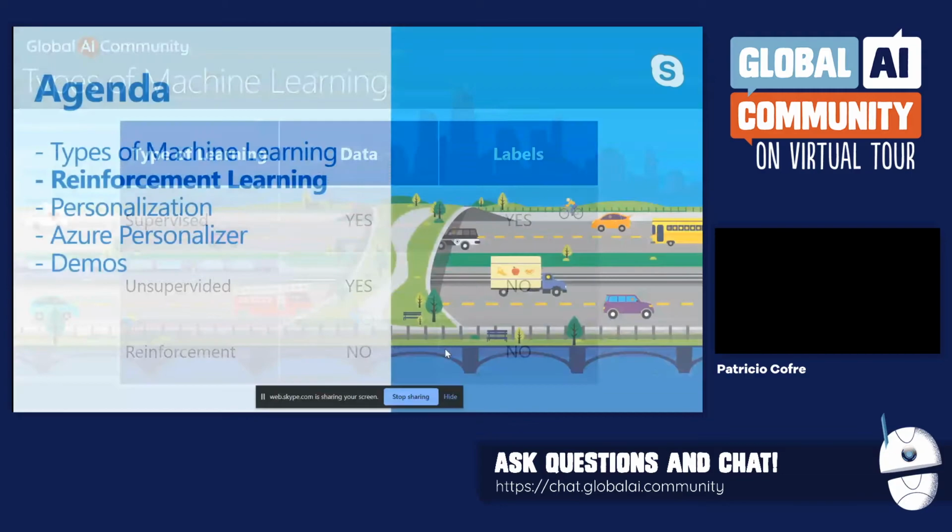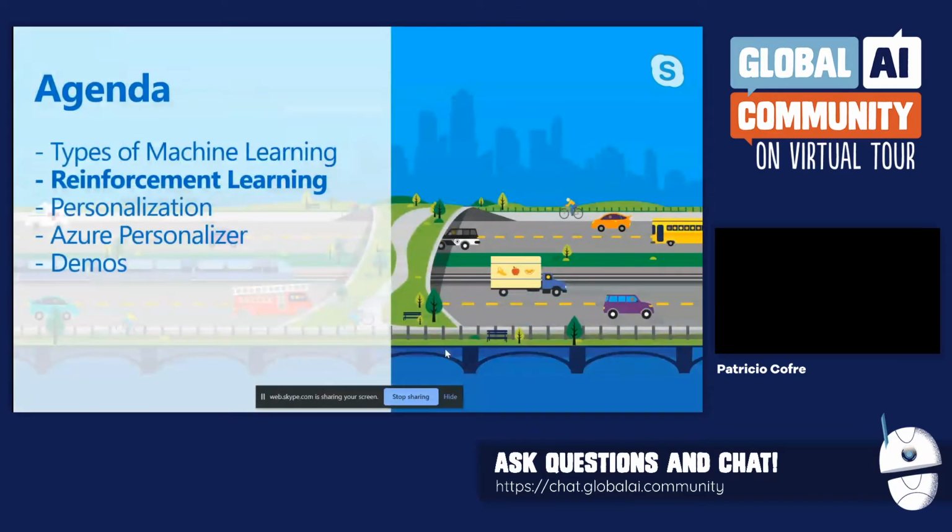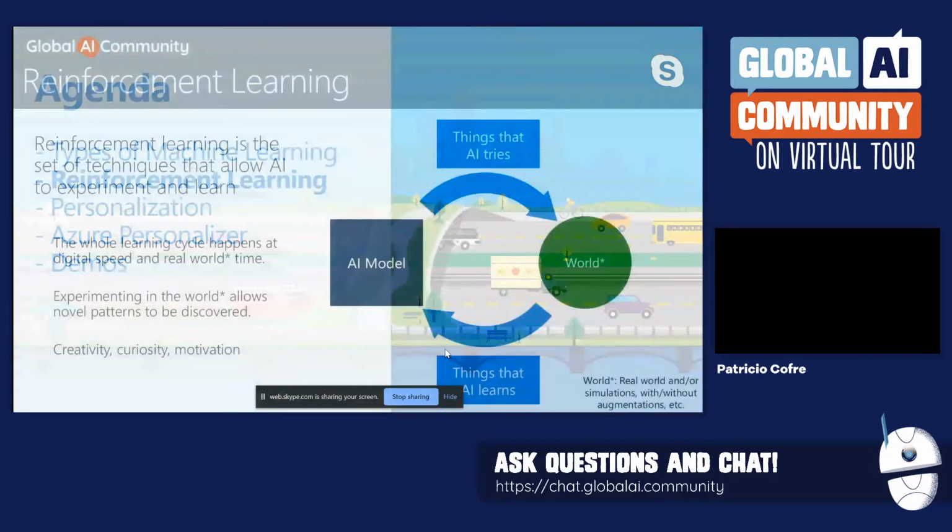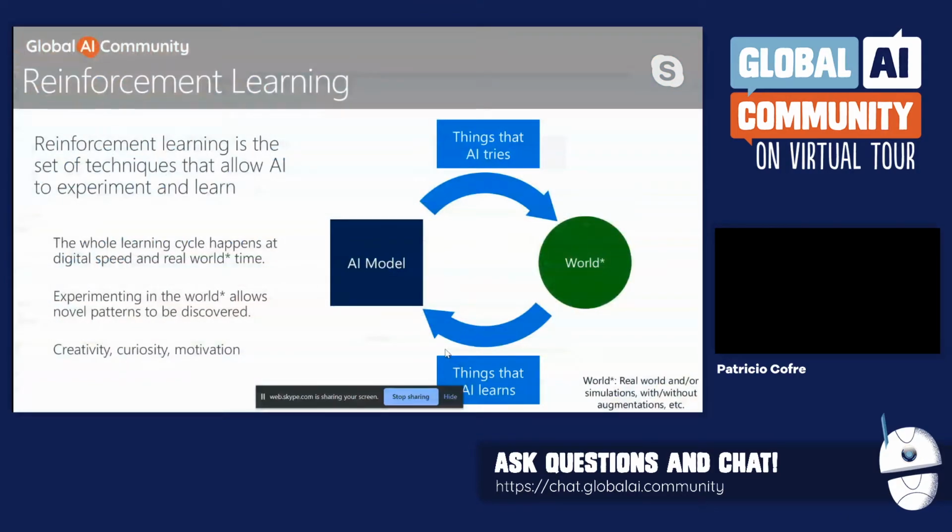Okay, so let's go a little deeper into reinforcement learning. Reinforcement learning is a set of techniques that allows AI to experiment and learn. Here we have an AI model that initially is pretty simple. It is all exploration. It has no previous knowledge, and it starts to try a movement, a movement of the joints, for example, in the MuJoCo example in the GIF that I showed you.